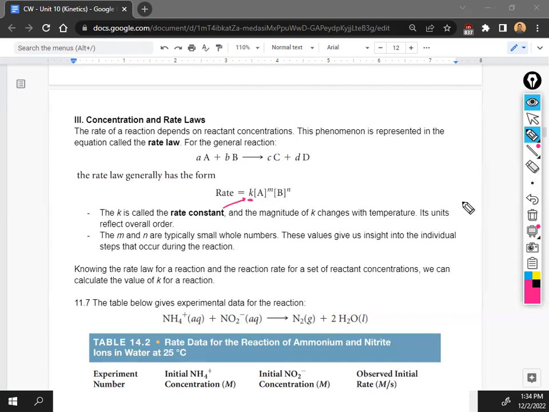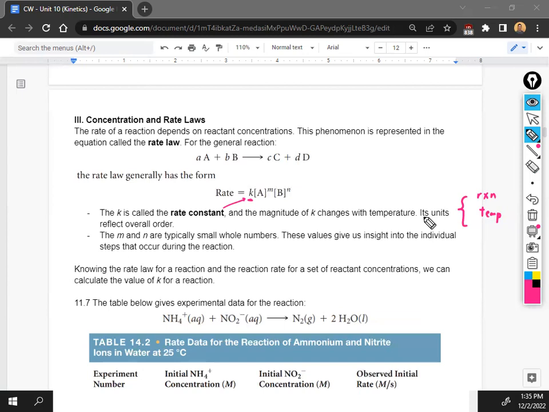However, this K depends on two different things. The first thing it depends on is which reaction you're talking about. Every reaction has its own rate constant. And it also depends on the temperature. So every reaction has a different rate constant depending on what temperature it's at. You will not have to memorize this, okay? It will be given to you.